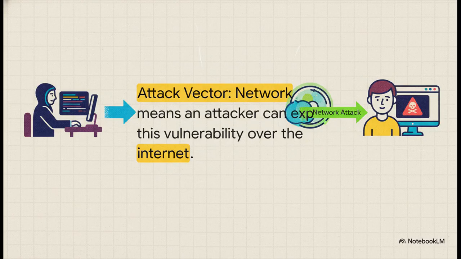This big long string here, the vector string, it gives us the juicy details. Let's just focus on one part, AV:N. That stands for Attack Vector: Network. What that means is an attacker doesn't need to be sitting at your computer. They can launch an attack right over the internet, usually just by tricking someone into visiting a malicious website. And that makes it incredibly easy to exploit on a massive scale.